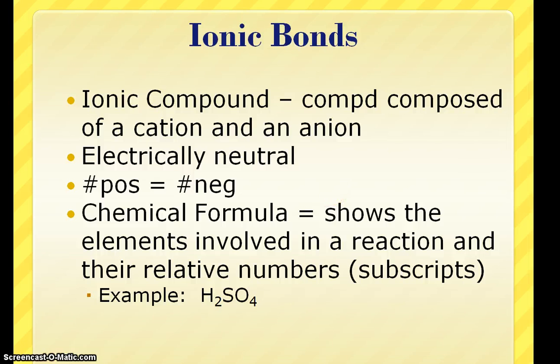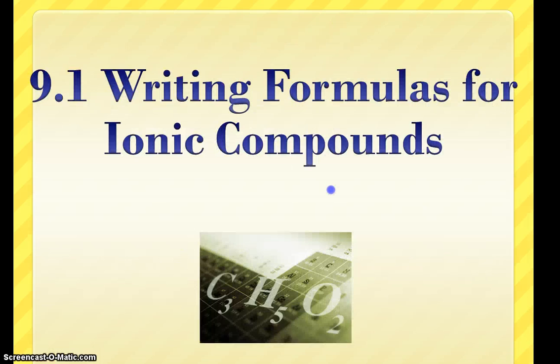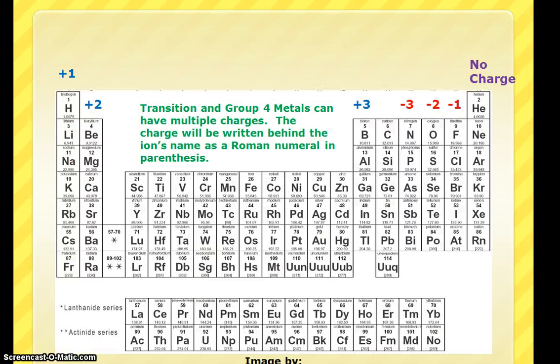Remember, these are counting numbers. So if I actually looked at this molecule, I could count 2 atoms of hydrogen, 1 atom of sulfur, and 4 atoms of oxygen. Okay. On your periodic table earlier, we put charges on there, and this is just a quick reminder in case you didn't get those written down.